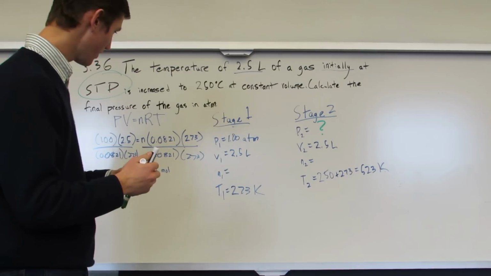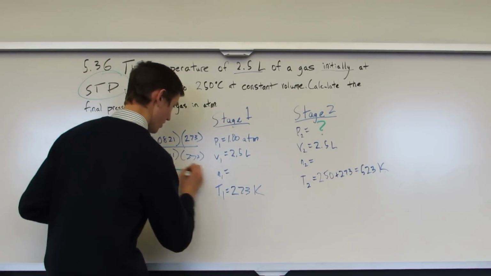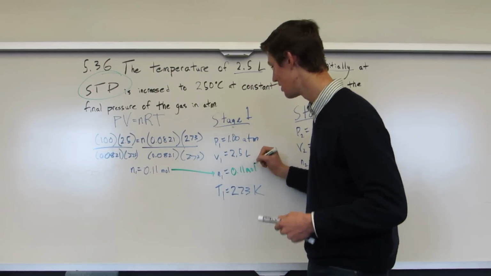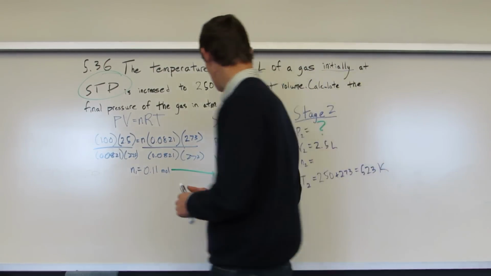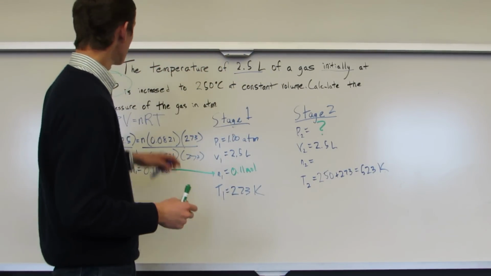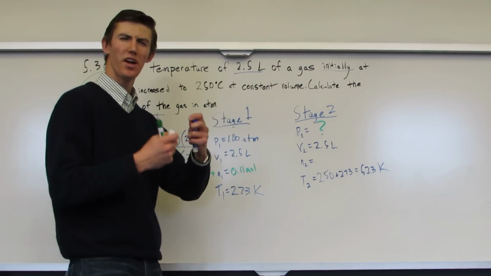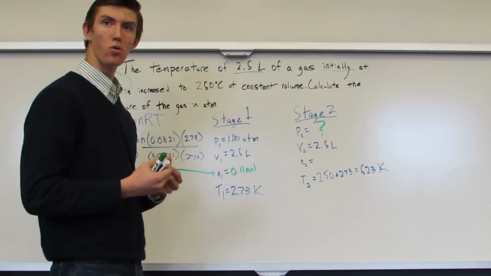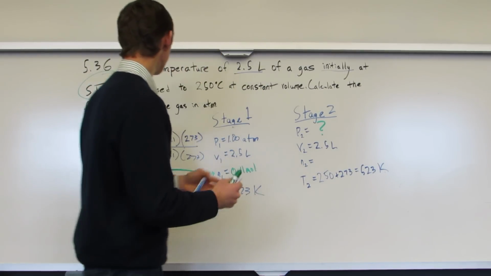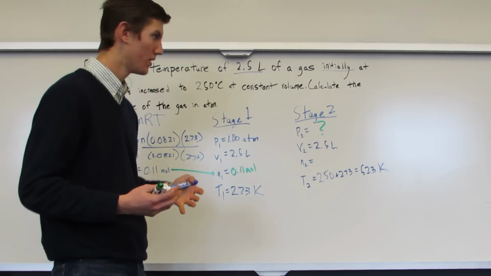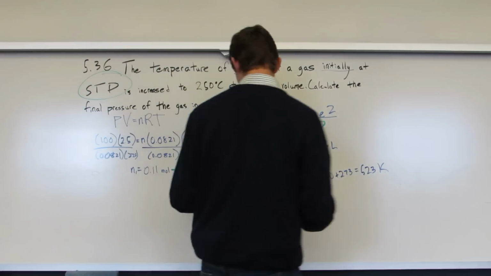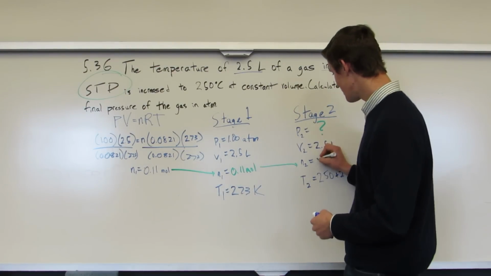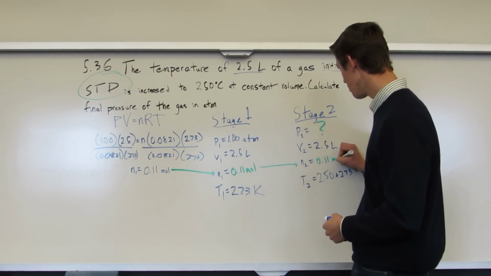So we know that N1 then is 0.11 moles. Now, the key thing is, notice when we look at this problem, there's nothing about adding new gas or taking gas out. So we know that the number of moles of gas stays the same. The only difference is they're heating it up. Okay? So we know then that N1 equals N2. So N2 is 0.11 moles as well.